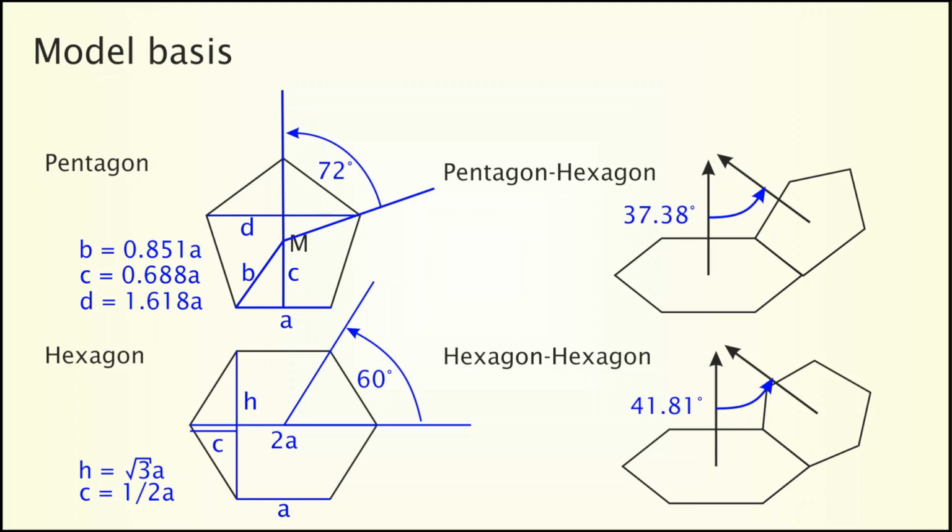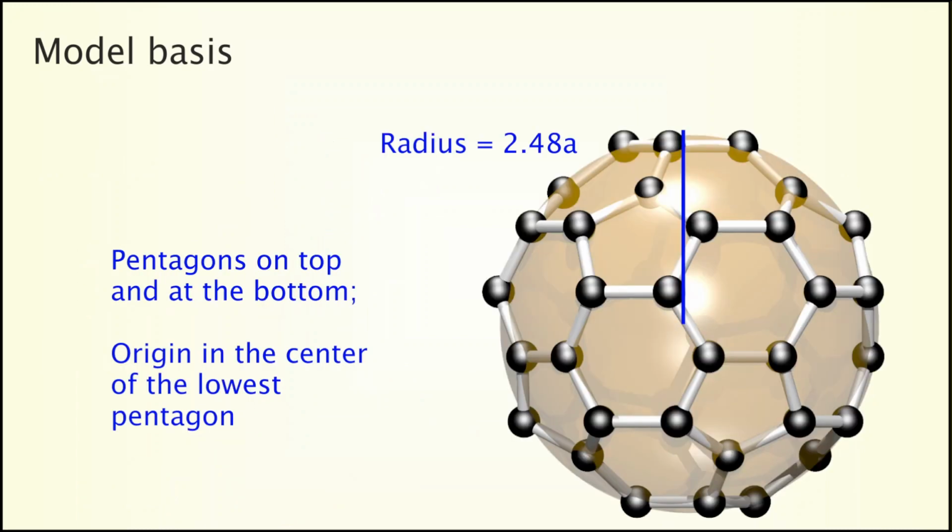In addition, I found a nice presentation of measures for Fullerenes written by Bernard Nitrost, giving the angle between the normals of two adjacent hexagons as 41.38 degrees and the angle between a hexagon adjacent to a pentagon as 37.38 degrees. After this basic information, let's have a look at the molecule.